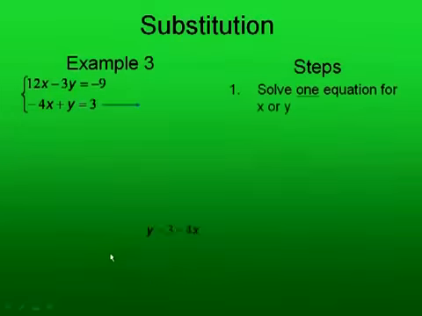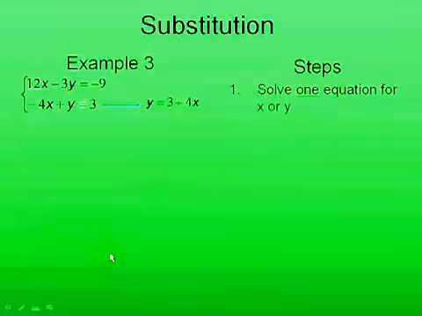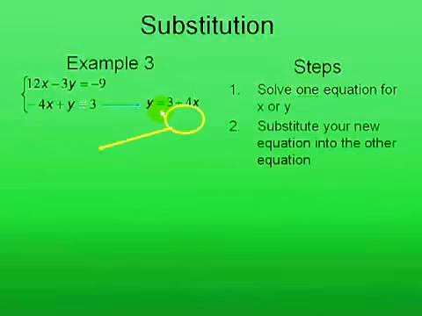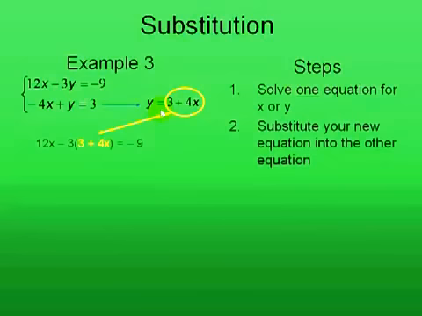Our third example, if you can guess, probably will be our infinite solutions. So again, solve one equation for x or y. In this situation, y was already by itself, so it's easier to get alone. So to get y by itself, we need to add 4x to both sides. We'd end up with y equals 3 plus 4x. We want to substitute that 3 plus 4x into our first equation, so you always go into the other equation. You have 12 minus 3 times 3 plus 4x equals negative 9.